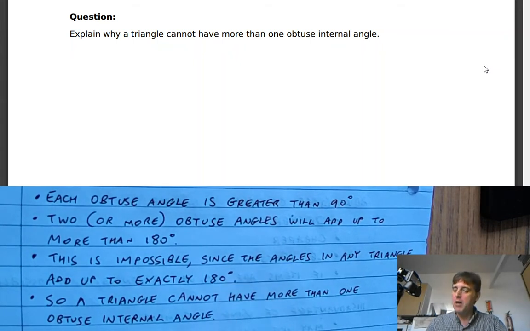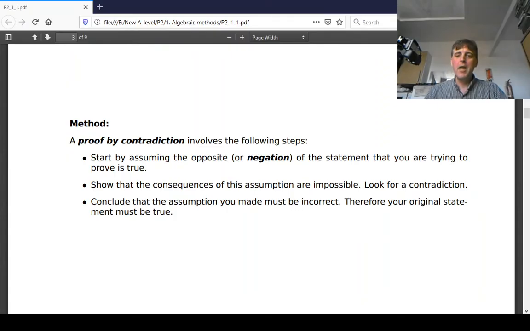So therefore, it must have meant that that thing that we assumed was true, that there were two or more obtuse angles in our triangle, was nonsense. And so therefore, our conclusion was our triangle cannot have more than one obtuse internal angle. And that kind of logical argument is often referred to in mathematics as a proof by contradiction. And this is what this section of the chapter is all about.